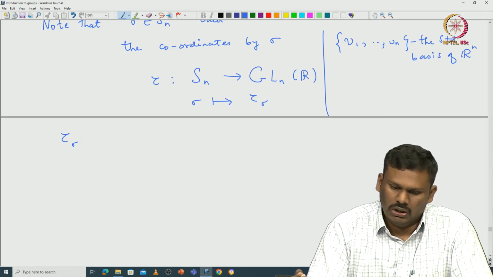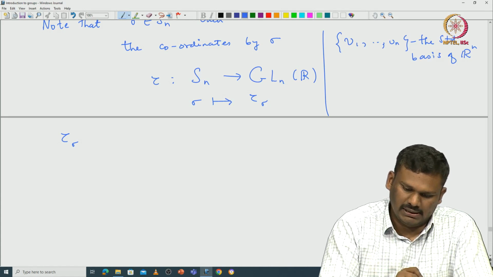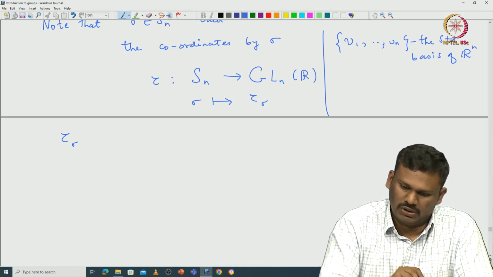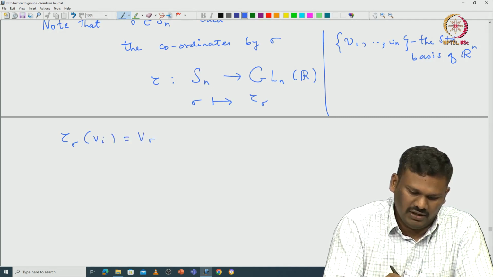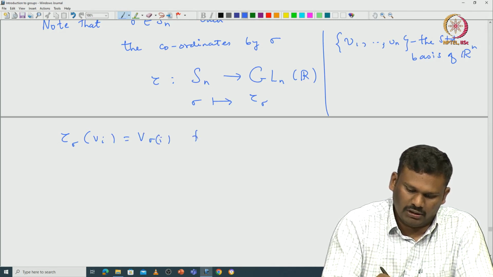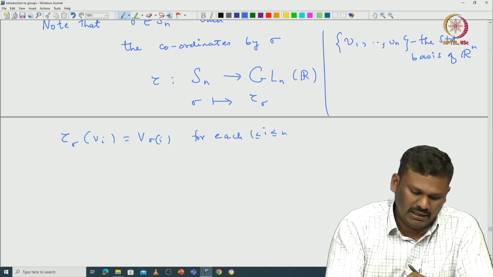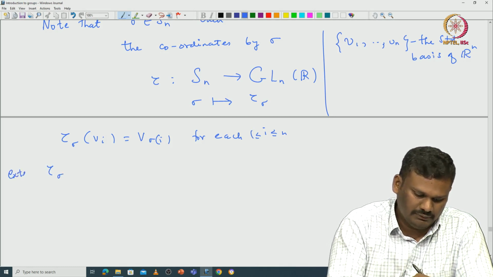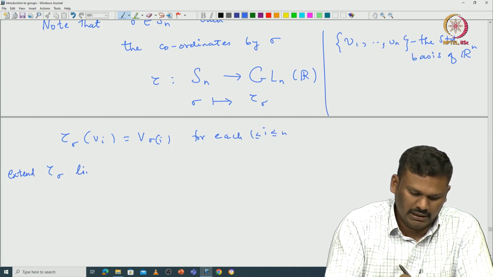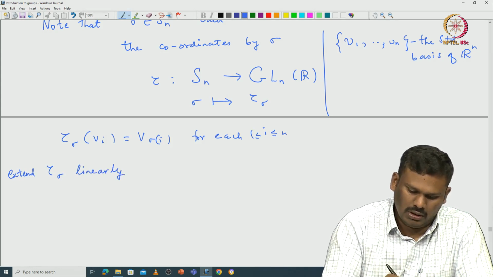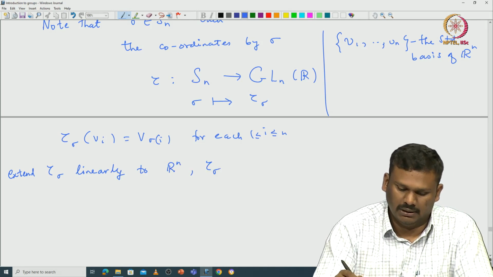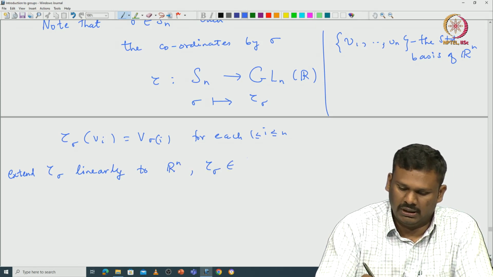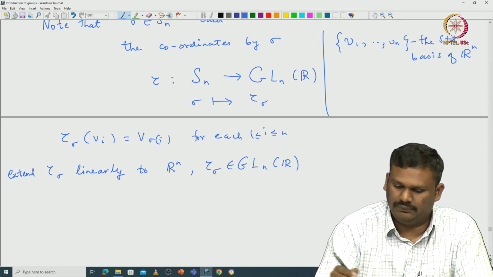That we know. Now what this tau sigma does is simply permute these Vi's. Okay. So, tau sigma of Vi, you define it to be V sigma(i), for each i from 1 to n. Now you extend this tau sigma linearly to Rn. Then it is clear that this tau sigma defines an invertible linear transformation on Rn. So, in particular this lives inside GLn of R.